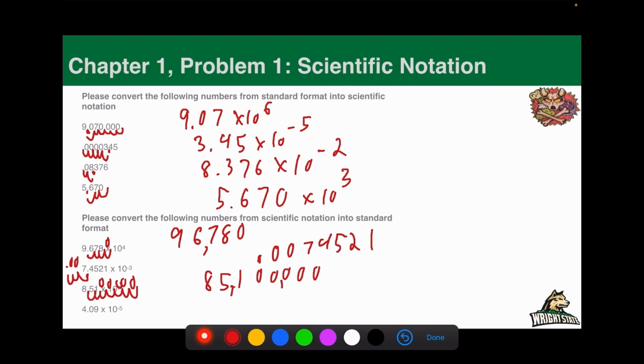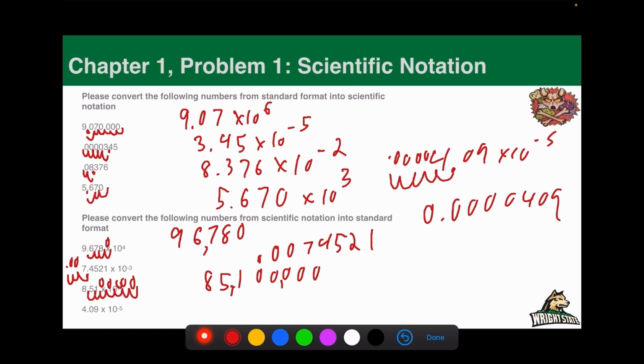And then lastly, 4.09 times 10 to the negative fifth. I'm going to rewrite this over here. Negative fifth means I'm moving this 5 times. 1, 2, 3, 4, 5. Fill in the zeros, and this one, we get 0.0000409, which is this one. Cool.